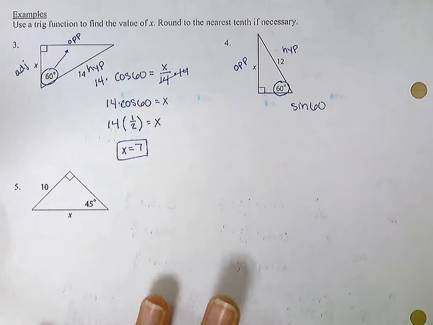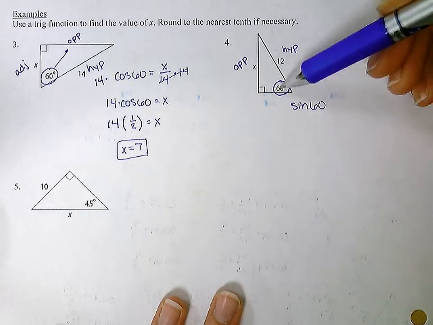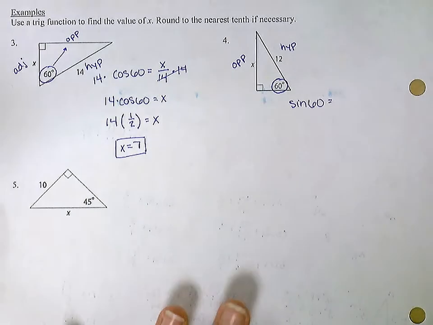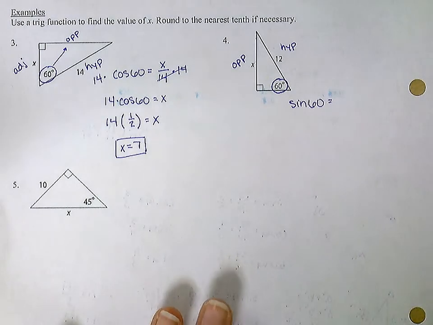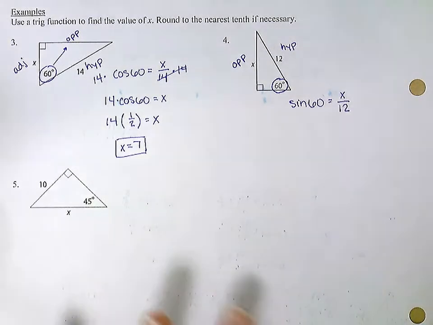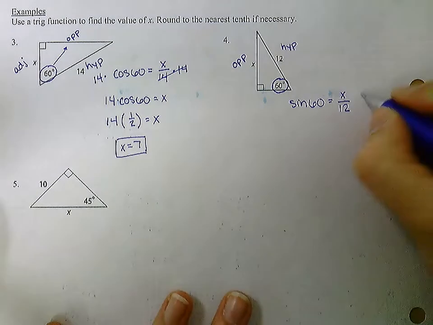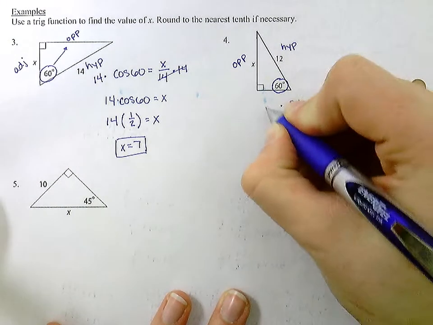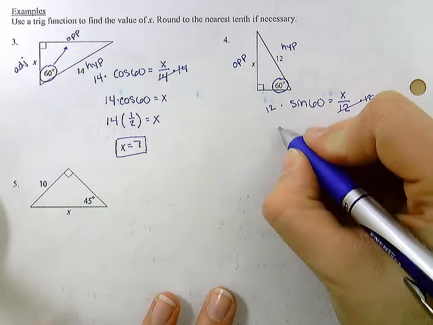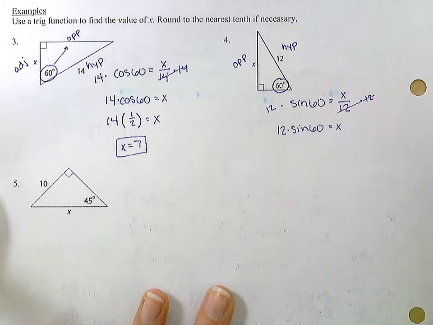So we have sine of 60. Since I'm going from that angle, that's equal to your ratio of sides, so the opposite over the hypotenuse. So that would be x over 12. Now again, I want x by itself. So I'm going to multiply both sides by 12. Cancel on the right. So we have 12 times the sine of 60 equals x.